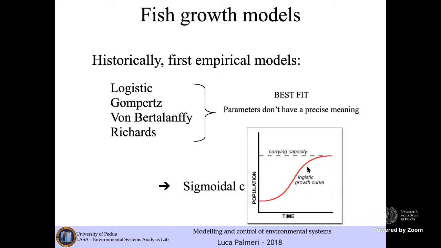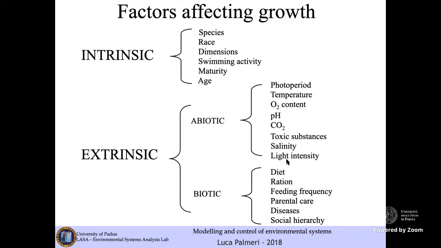In order to build a metabolic growth model, we have to consider that there are several factors affecting growth, which we may subdivide into two categories: intrinsic and extrinsic factors. Intrinsic factors are species-specific, like race, dimensions, or swimming activity and maturity and so on, while the extrinsic factors depend on the conditions of the environment. And based on their nature, they may be subdivided into abiotic or biotic factors.